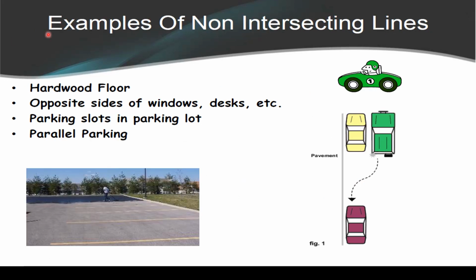In our daily life also we can observe non-intersecting lines. Some examples of non-intersecting lines: see here, hardwood floor, opposite sides of windows, desks, etc. Understood this point, my children? Parking slots in a parking lot and parallel parking. These lines are non-intersecting lines. We can observe them around us. Okay, my children? Understood?